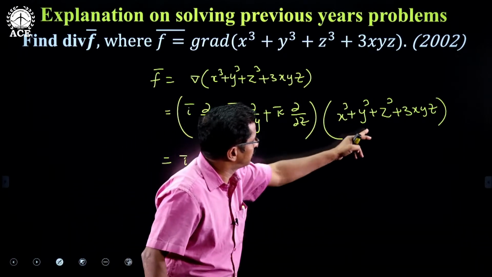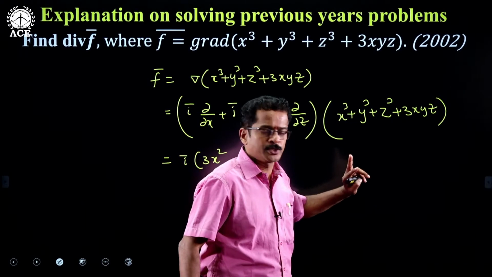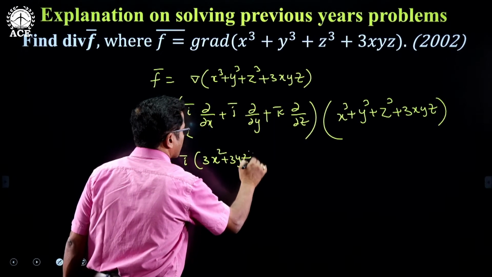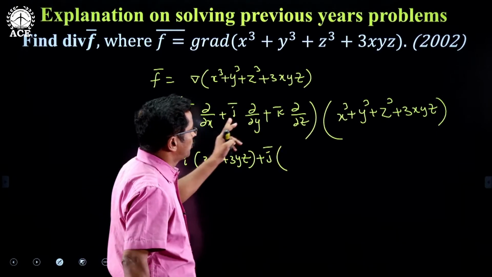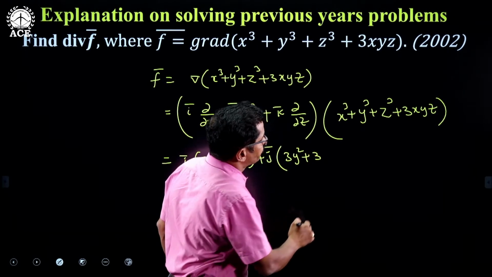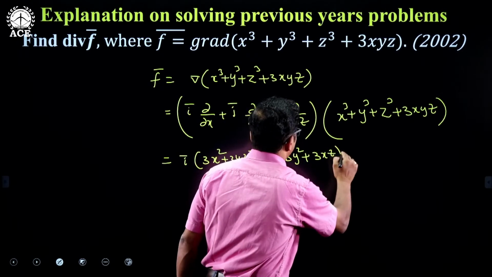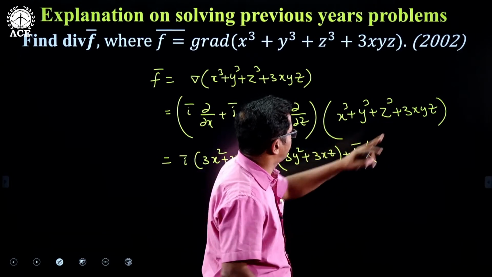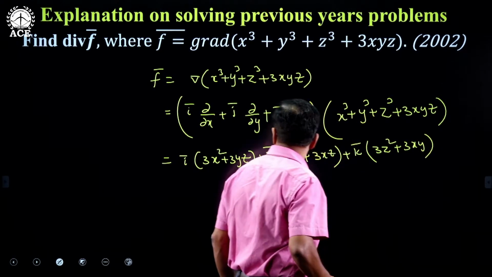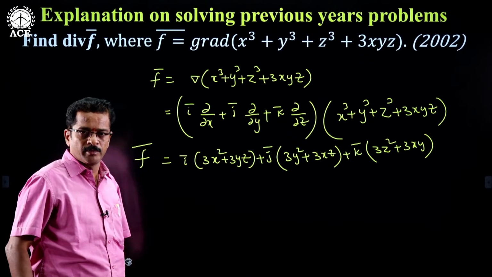So i bar into ∂/∂x of this is 3x square, and these two differentiations are going to be 0, and x differentiation gives 1, minus 3yz, plus j bar ∂/∂y of this, 3y square minus 3xz, plus k bar into ∂/∂z of this, 3z square minus 3xy. This is F bar. Now we got a vector point function.